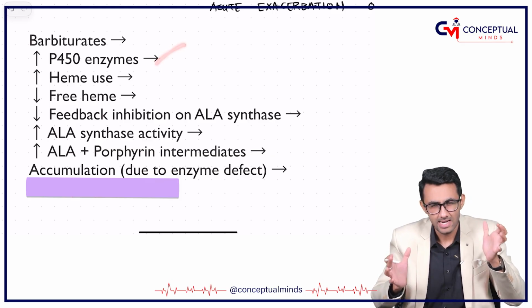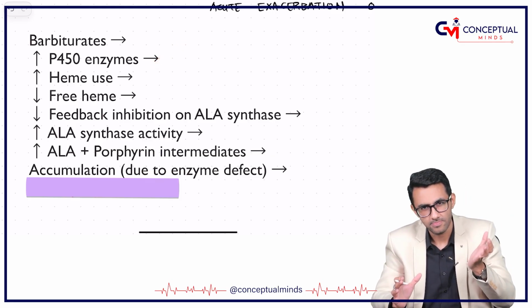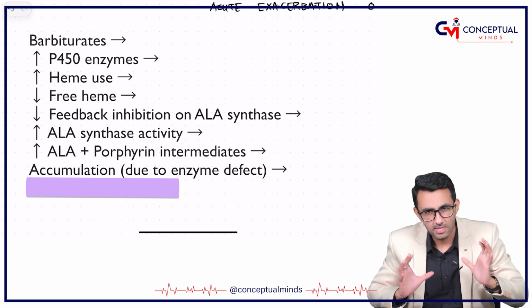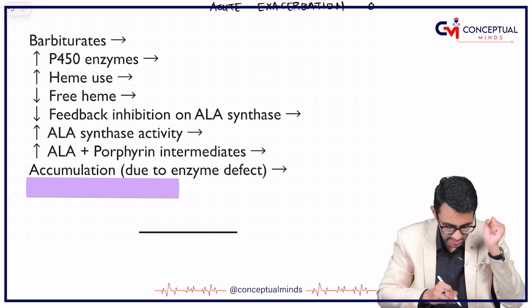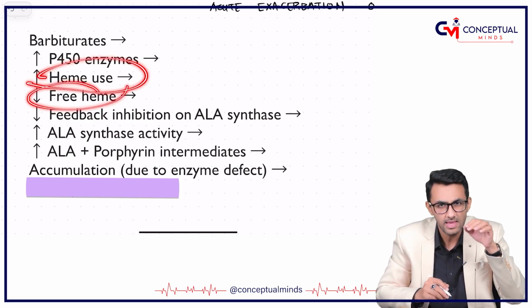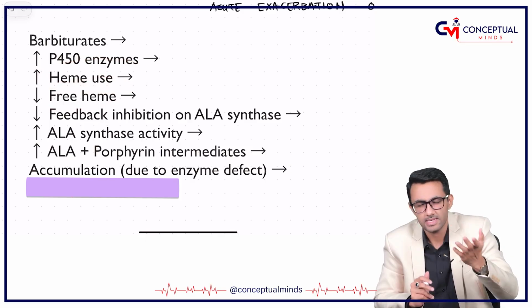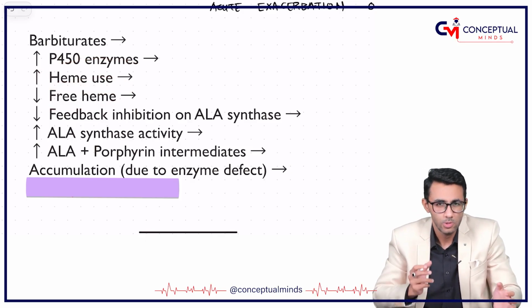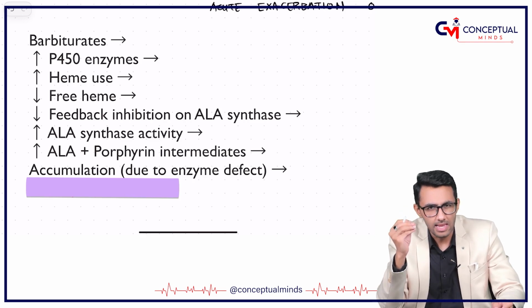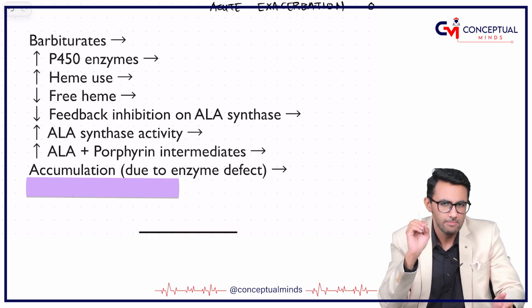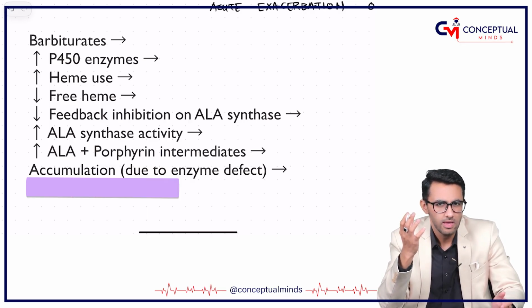So suddenly, because of the drug, the heme is used a lot. The consumption of heme increases, so obviously the free heme decreases. It's very obvious. So what do you think will happen to the ALA? We will lose the negative feedback, because there is a decrease in heme.